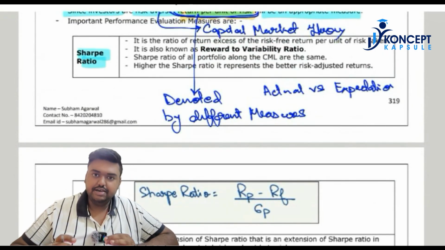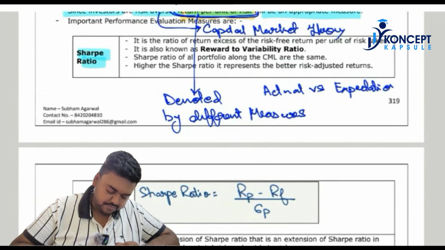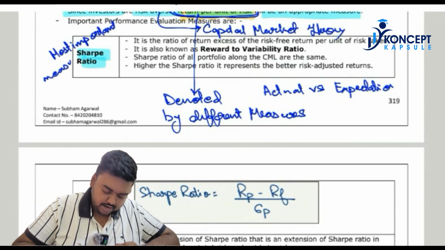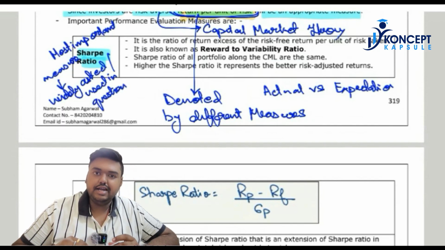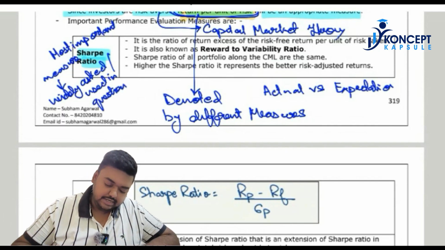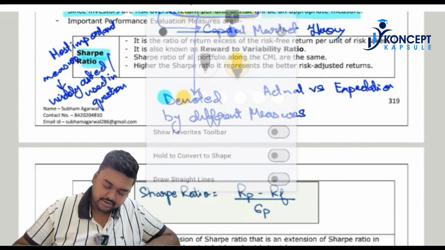Guys, let me be very clear. Sharpe ratio is the most important measure and widely asked or used in questions. Okay, so very important and widely used. Let us read what Sharpe ratio is saying.